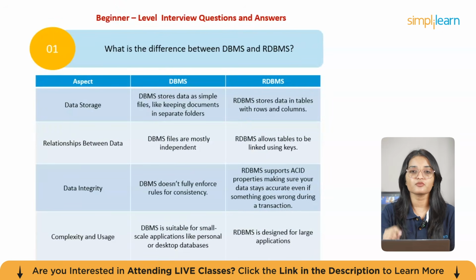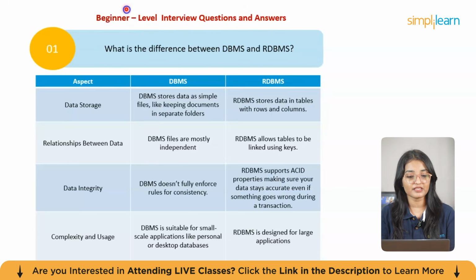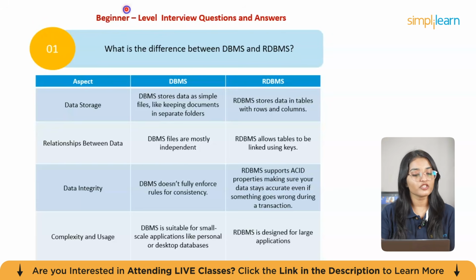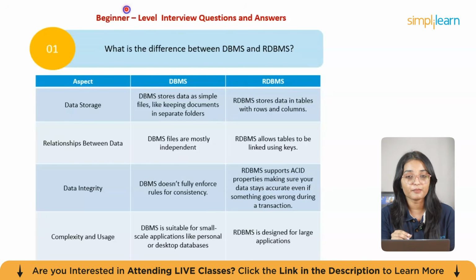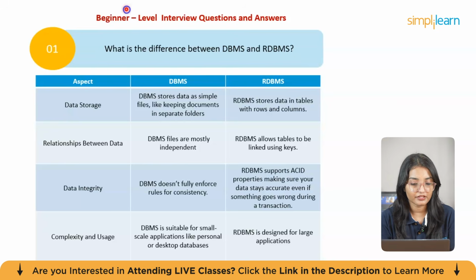Let's suppose first we'll talk about the aspect of data storage. In the case of DBMS, it stores data as simple files, like keeping documents in separate folders, whereas RDBMS stores data in tables with rows and columns. Now, if we talk about relationships between data, then DBMS files are mostly independent, whereas RDBMS allows tables to be linked using keys.